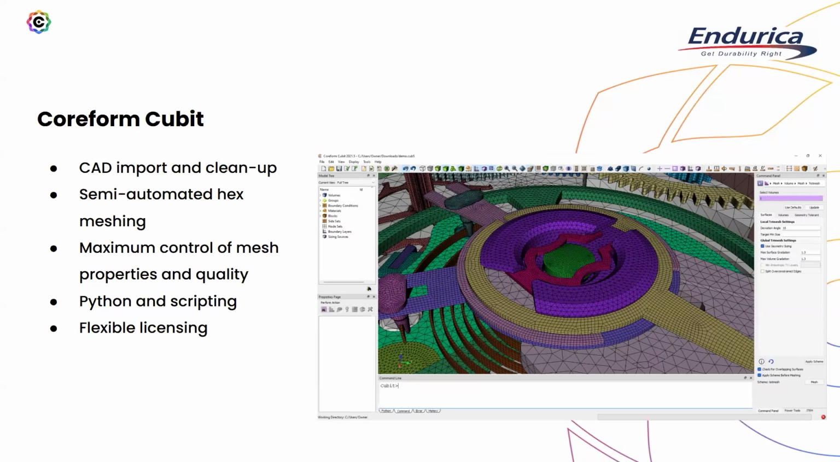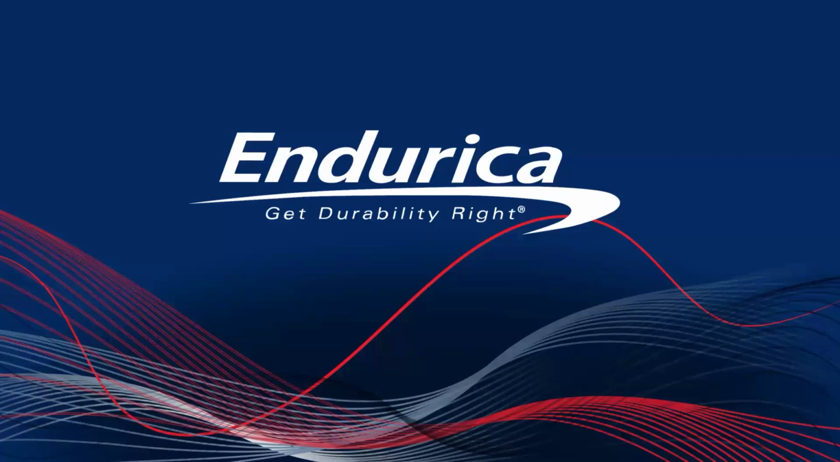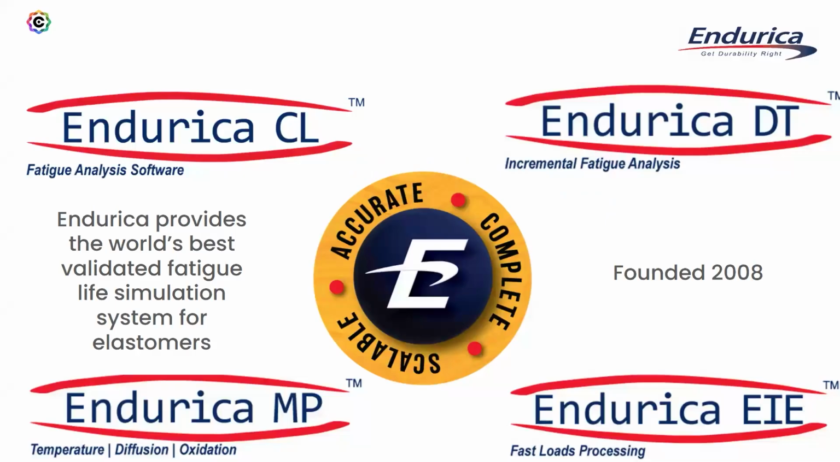Thanks, Matt. It's great to be here. Let me start by saying a few words about Endurica. Our tagline is Get Durability Right. We are focused very much on elastomers, so it's Get Durability Right for elastomers. We also have a big focus on simulation. We've got a whole toolbox of tools for the different workflows that you might use for doing fatigue life prediction in elastomers. This is year number 17 for us. I founded the company in 2008.